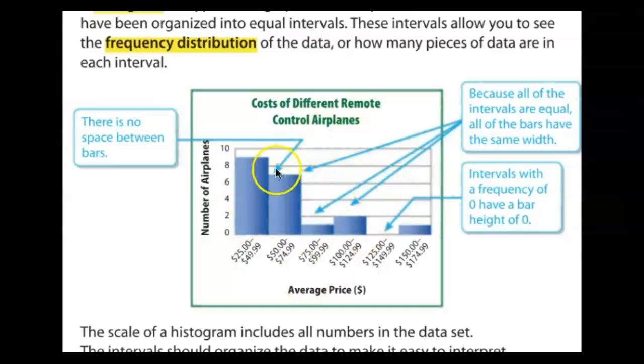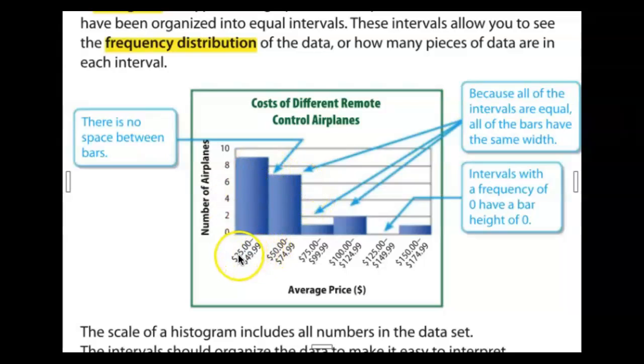So we come up here to this histogram and we're looking down here at the different bars. Where is $75? $75 is right here. Okay, so I want you to answer this question. How many planes are less than $75? Go ahead and think about that. Okay, so you've already recorded your answer.